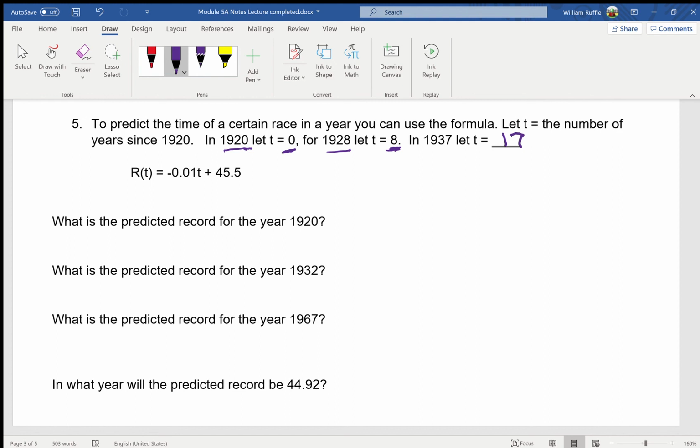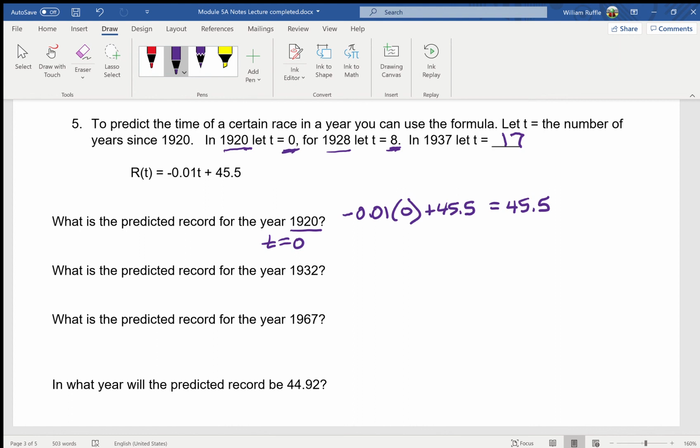So, what's the predicted record for the year 1920? Well, for 1920, we let t equals 0. So now I have this formula here. I'm going to just do negative 0.01 times 0 plus 45.5. But again, anything times 0 is 0. It's just gone, so my answer is 45.5.